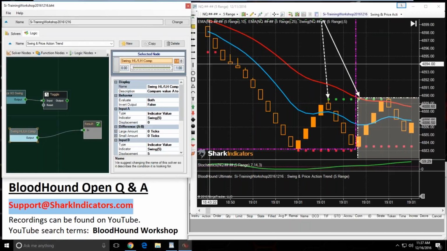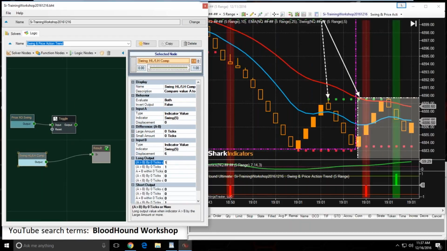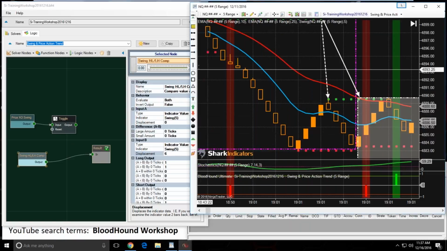So we're not getting a signal, and I might need to use a displacement of 6. Okay, yeah. So I needed to add 1 extra displacement. Yeah, that makes sense. Let's see here.